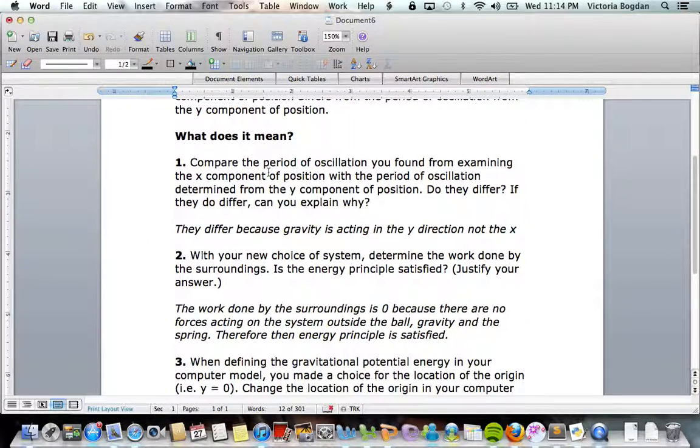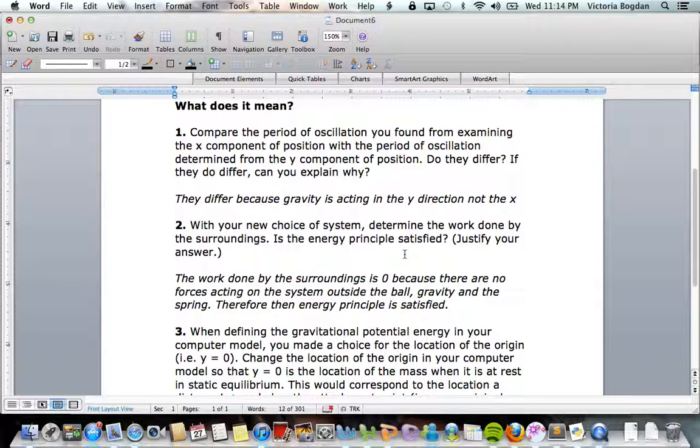So what does this mean? Compare the period of oscillation you found from examining the x component of position with the period of oscillation determined from the y component of position. Do they differ? And they do differ because gravity is acting in the y direction and not the x.